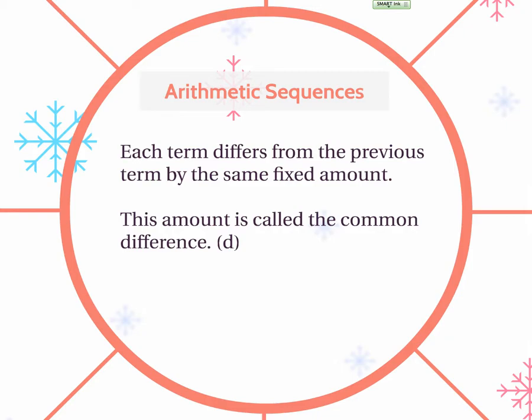Again, I'll explain a little bit more of why we use the word difference, but we keep adding the same thing, and we use the letter D to represent that common difference. That's whatever it is that we're adding to get to the next term. Now, you can add a positive number or you can add a negative number to keep getting that next term.